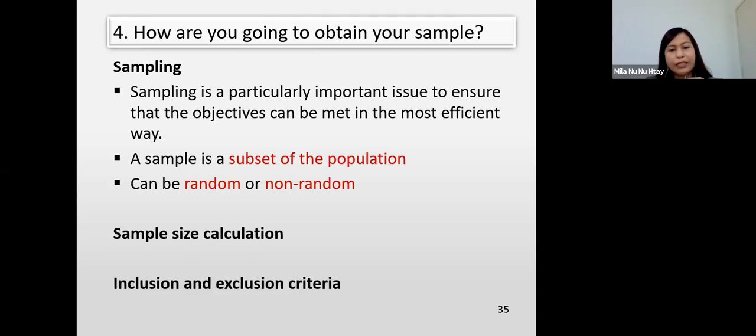Sample size calculation. Okay, and we also need to consider inclusion and exclusion criteria. Who do you want to include in your study? Who do you want to exclude from your study? These are the things you need to consider before recruiting your sample.